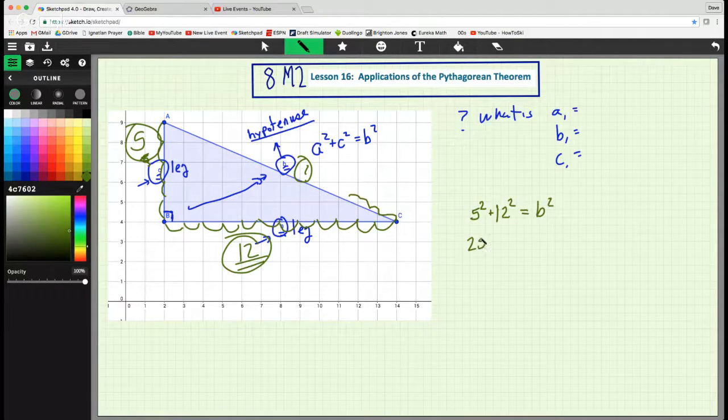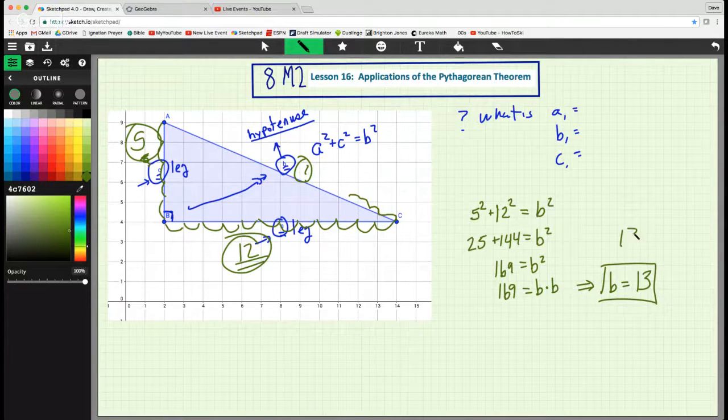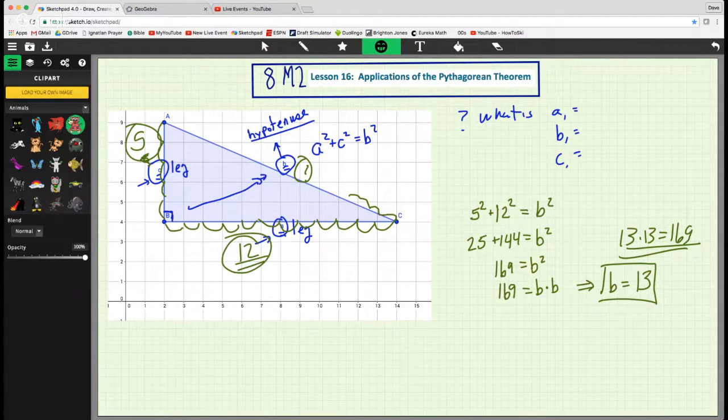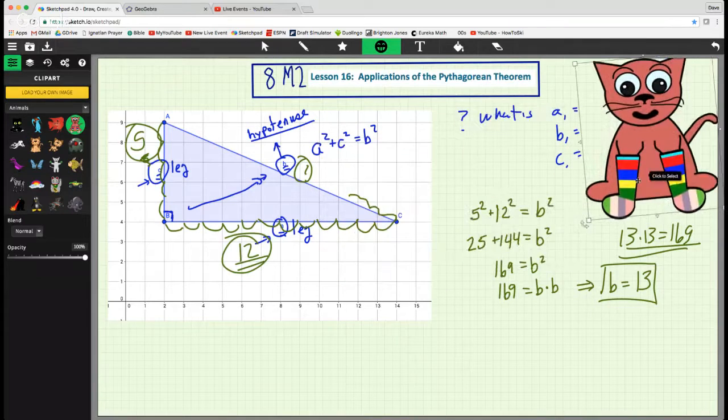So we get 25 plus 144 equals B squared, and that's 169 equals B squared. And as we remember before, what times itself is 169, and that says that B equals 13. 13 times 13 equals 169. That's a good one to remember if you don't have that one remembered. Let's happy cat this guy.